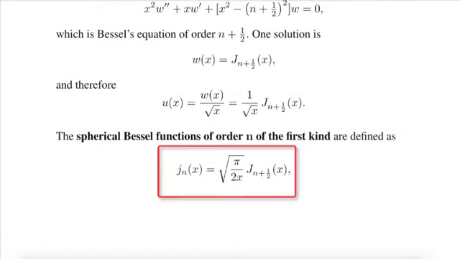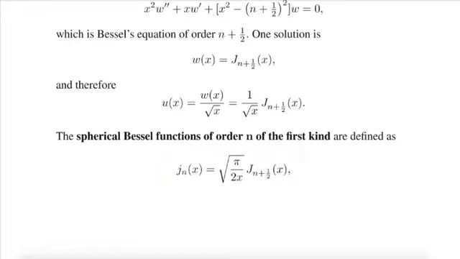So here are the spherical Bessel functions of order n of the first kind, which is a little j_n. And this is root of pi divided by 2x times the standard Bessel function J_(n plus 1/2) of x. So from the Bessel functions capital J, which we learned about already, we can make these spherical Bessel functions by multiplying with this factor root of pi divided by 2x.